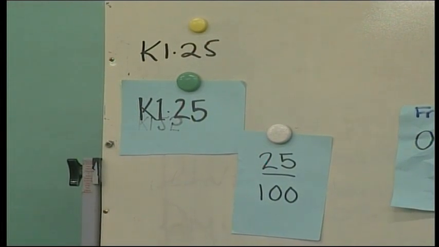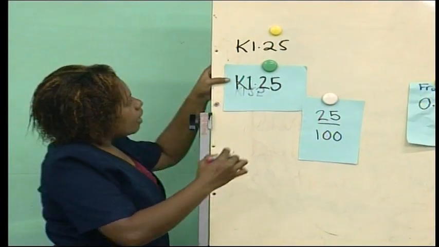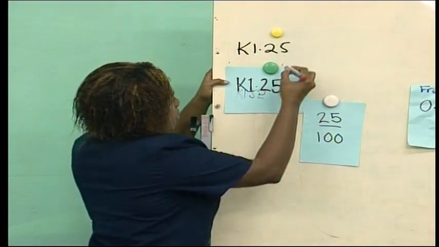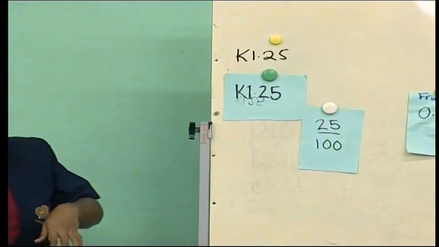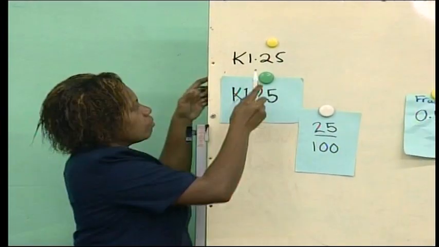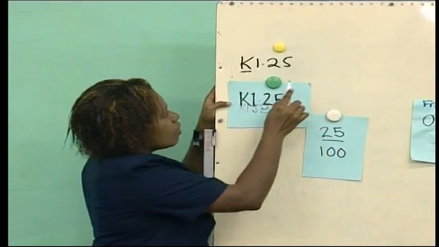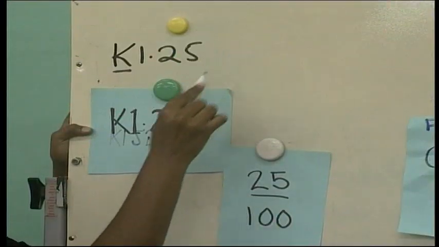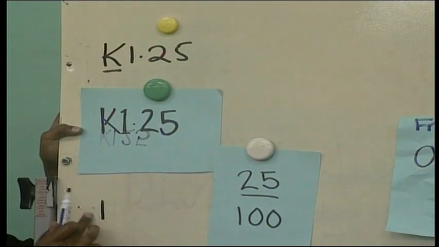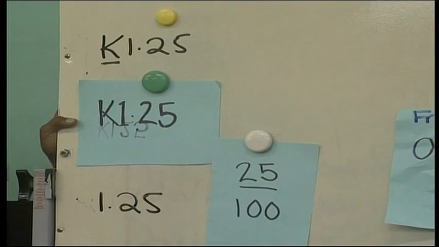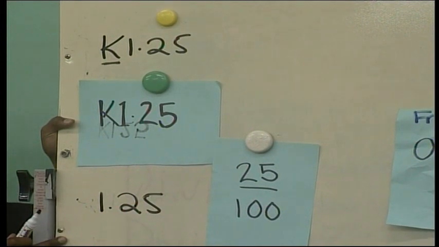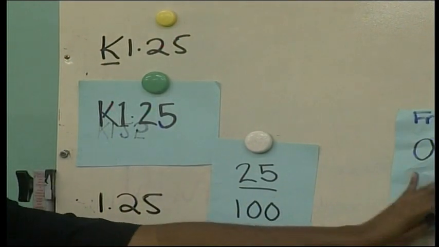All right, 1 kina 25 is correct, but in decimal, you don't have to worry about the unit or the kina sign. You can just have it as what? 1.25. Okay? In decimal, it's 1.25, so don't worry about the unit or the kina sign. Okay, let's check the next one.